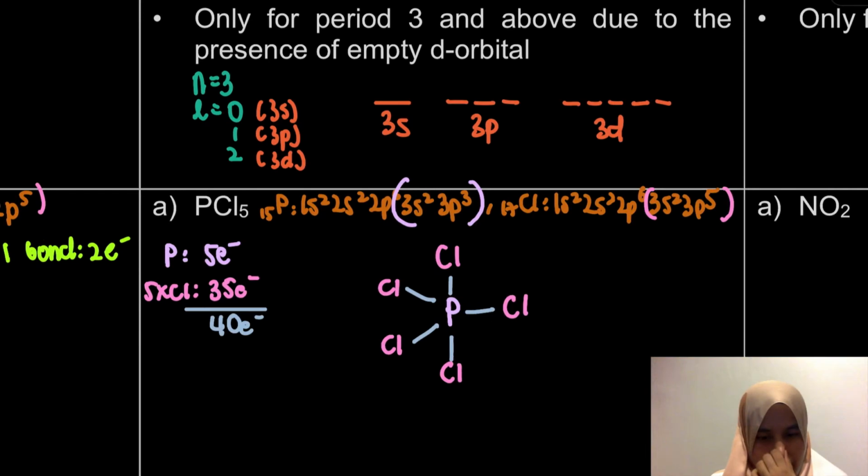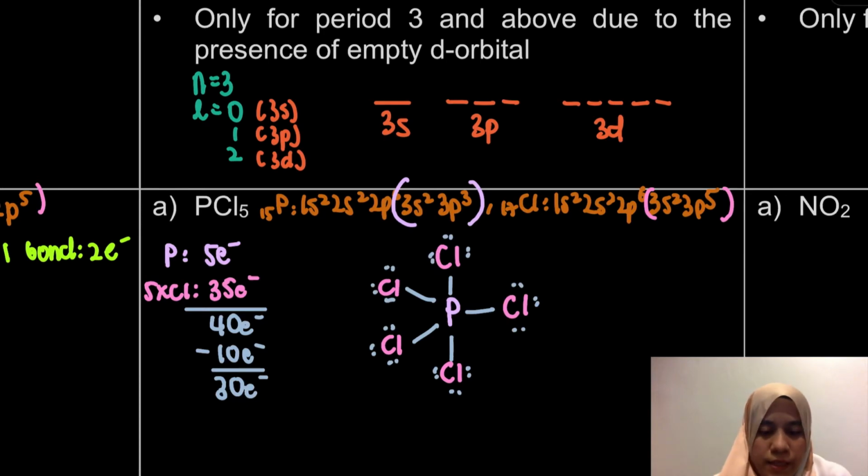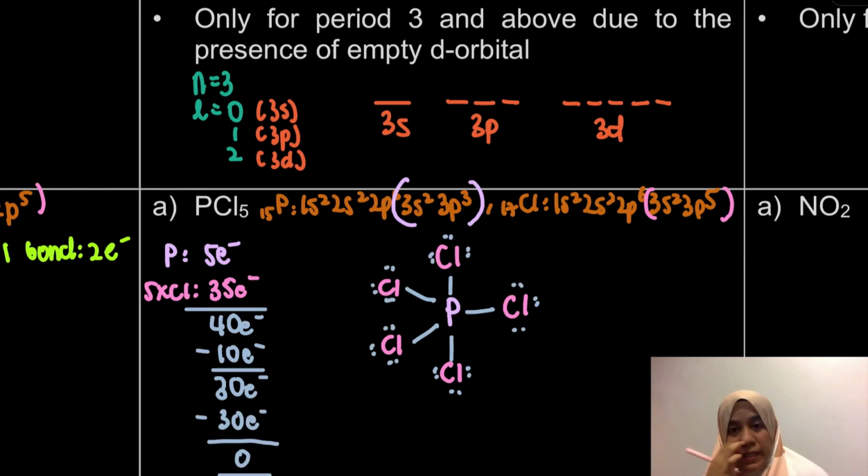So minus 10 electron. Lepas tu, make sure that each of the terminal atom is fully filled. Fully filled ataupun achieve octet. So here for the chlorine baru 2. So you need 6 more. Okay, so kat sini. So in this case around, kita tengok chlorine already achieve octet. 2, 4, 6, 8. Phosphorus, it is expanded octet because 2, 4, 6, 8, 10.